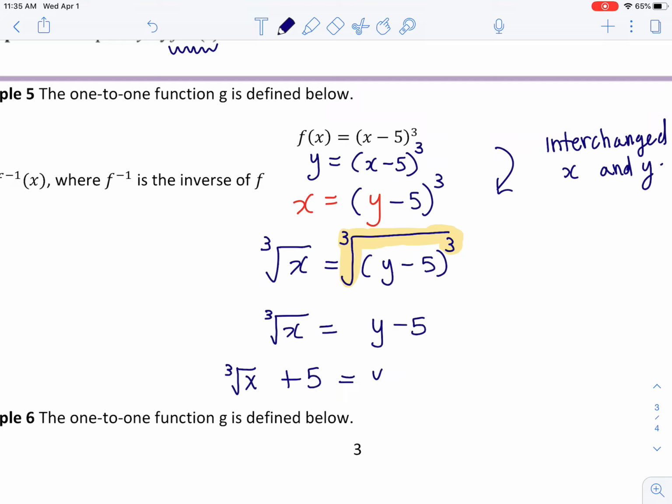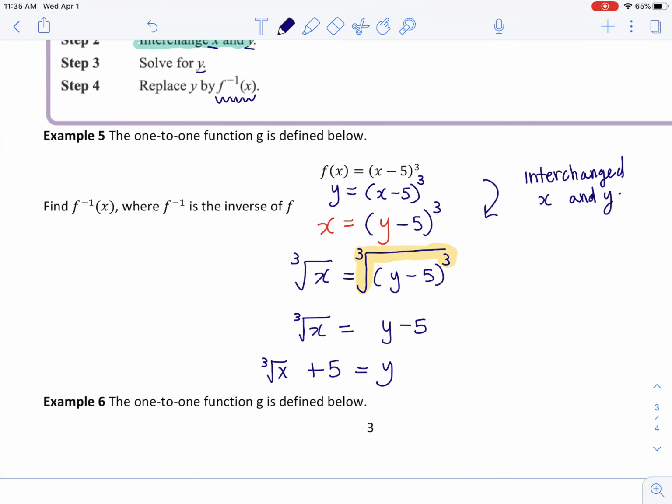So the only thing that's under the cube root is x. But remember, we're going to add 5 to both sides. So you will have something like this. Now this is good. You're actually almost done.